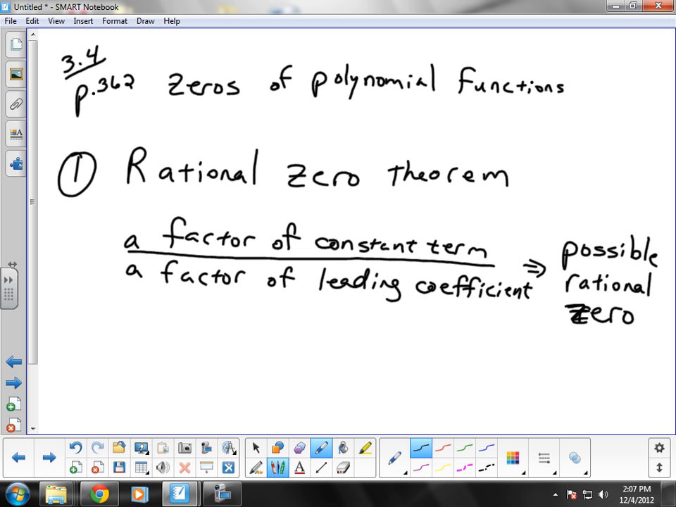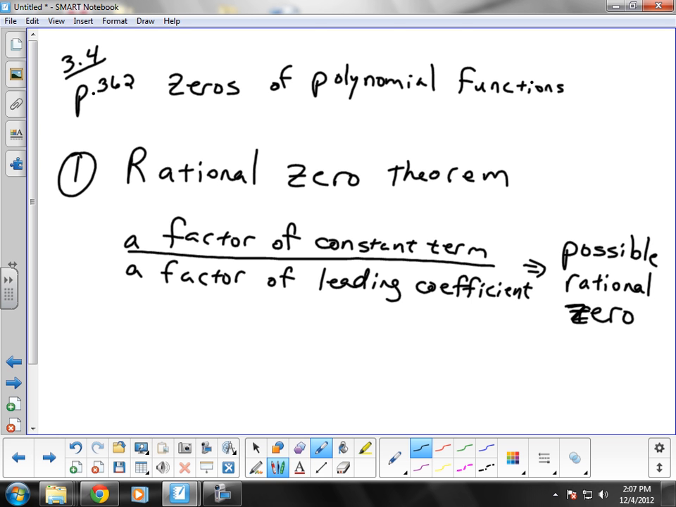Can't have anything else. The other zeros that you might possibly get are things that are not rational, so irrational numbers and maybe even complex numbers, imaginary numbers. So I'm not saying it's all the roots, but it's all the possible rational roots where we could do synthetic division with it nicely.